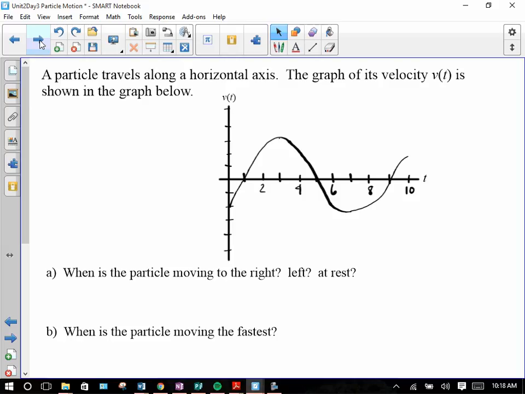Alright, a particle travels along the horizontal axis. The graph of velocity, v of t, is shown in the graph below. Okay. So in this case, we are given the graph of velocity, and we want to draw conclusions about the particle's position function based on this. So it says, when is the particle moving to the right? Well, we know that the particle is moving to the right when our velocity is greater than 0. So where is this velocity positive on this function?